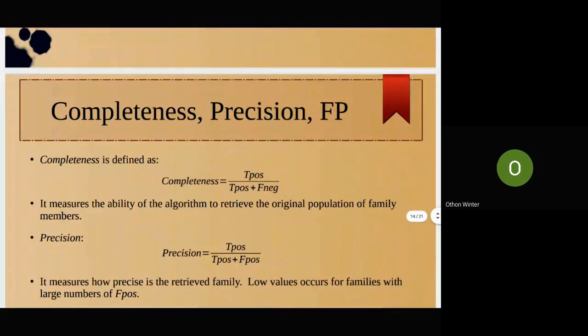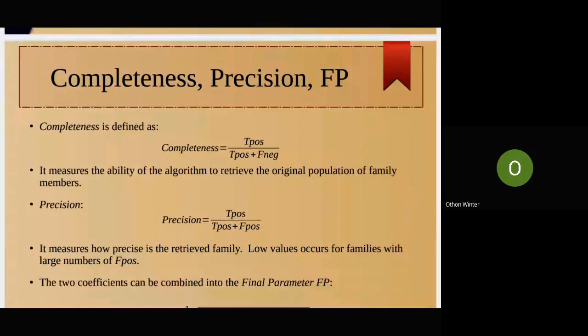So we need to quantify the goodness of our fit. We can introduce some parameters. In particular, we define completeness as the number of true positives divided by the number of true positives plus false negatives. This may give you an idea of how much you are able to retrieve the original population of asteroids or family members. If you have a good completeness, it means that you have found most of the objects that were in the original asteroid family found by HCM.